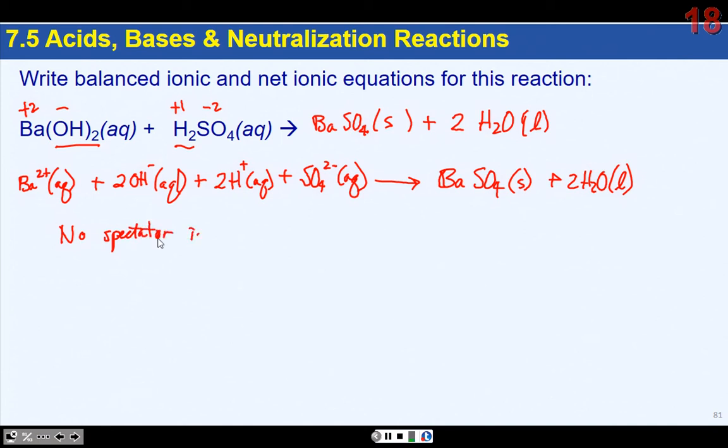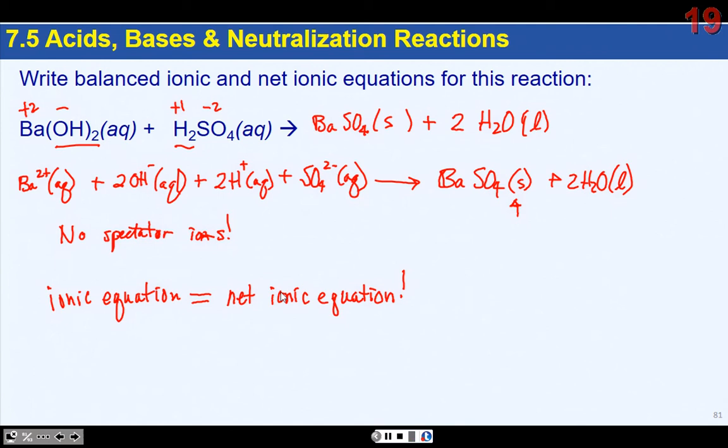No spectator ions because all species on the left show up in something that is either a solid or a molecular compound such as water. And so the ionic equation is the same, no change, as the net ionic equation in this case. So in spite of the fact that the formation of water from hydrogen and hydroxide is common for acid-base neutralization reactions with hydroxides as bases, not always. If you have a solid in your products, there won't necessarily be that simple of a net ionic equation.